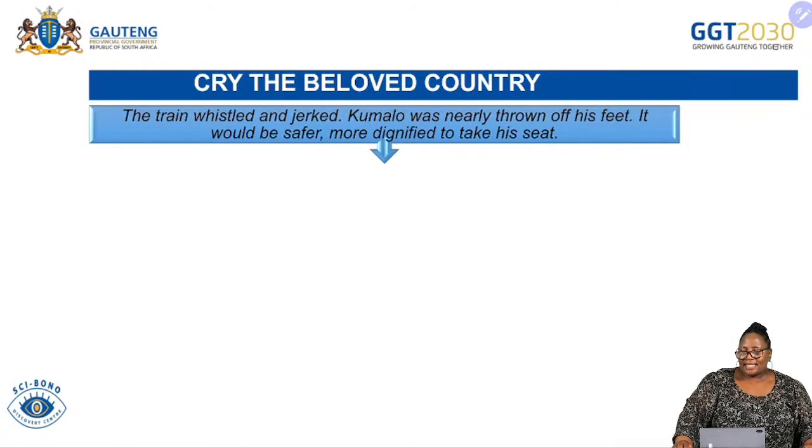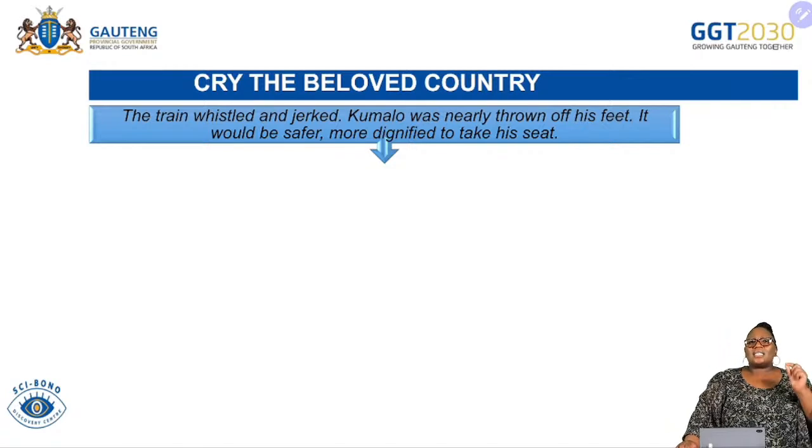Let's look at the setting in Cry, the Beloved Country. Before I continue, let me draw your attention to the following. The question on setting is worth 2 marks. But what I have noted in your prelim exams is that most of you just got 1 mark because you could only answer about the place and not the time.